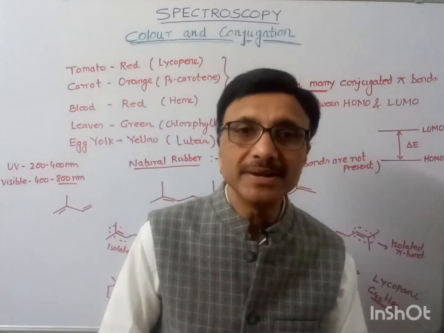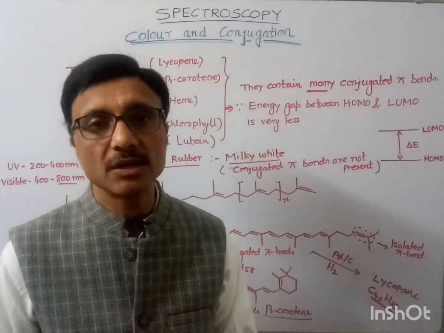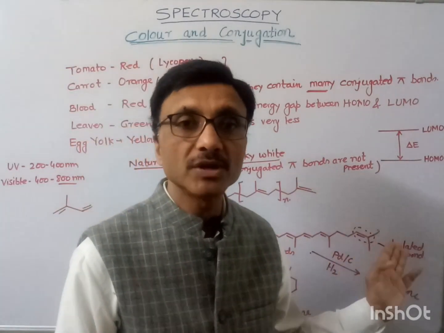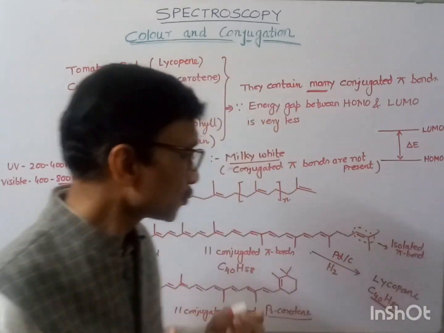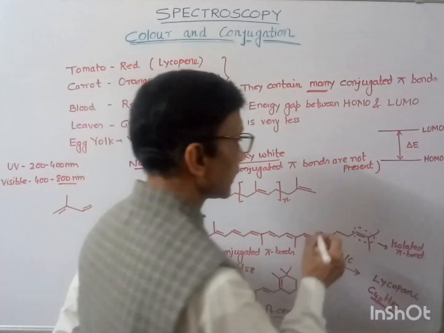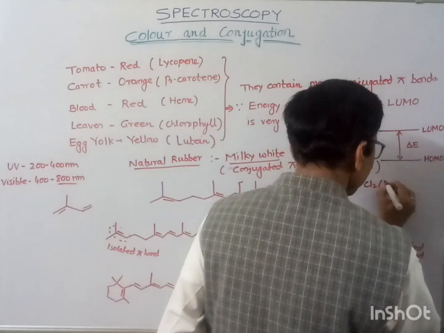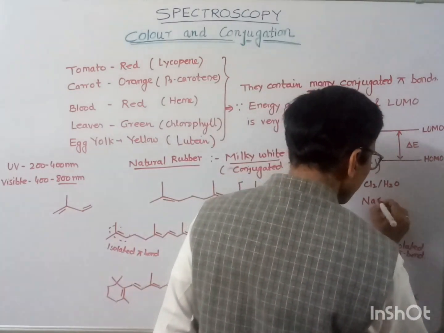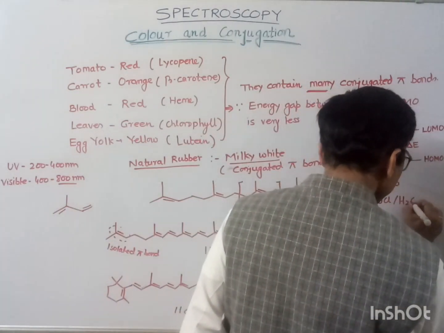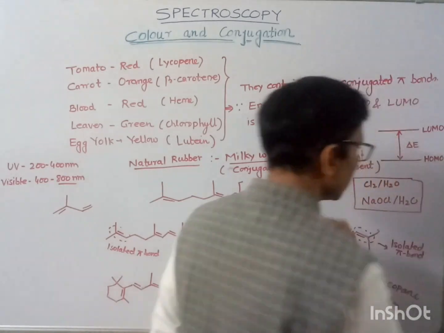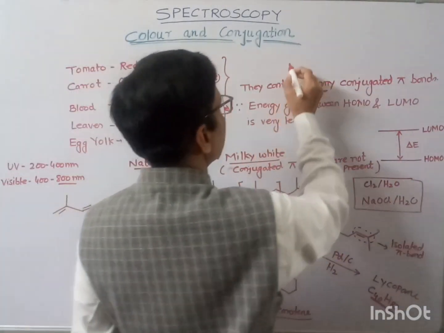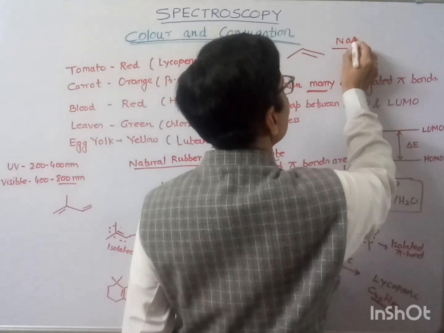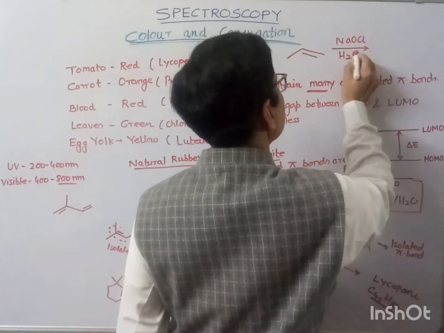The same theory can be used to wash the color from our cloth. If we use a good bleach, we can remove the double bonds of the color. Usually a good bleaching agent like Cl2 in presence of H2O can be used, or we can use sodium hypochlorite in presence of H2O. Suppose we have a double bond and treat it with sodium hypochlorite in H2O, then what will happen?